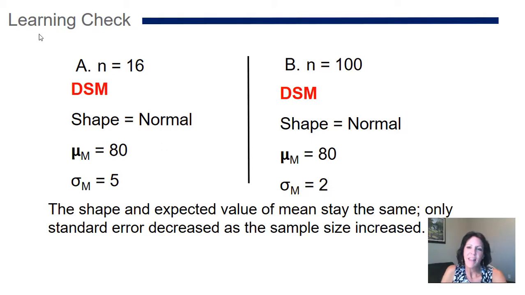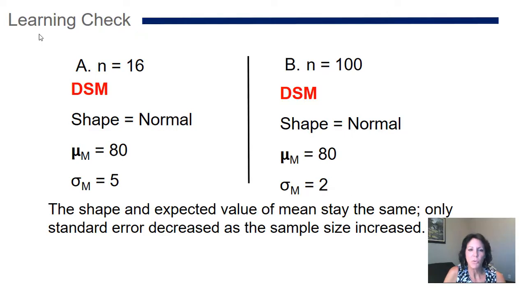And finally, the last thing you're asked to do is the standard error of the mean for this scenario. So the standard deviation again was 20, and that's 20 divided by the square root of n. The square root of 100 is 10. 20 divided by 10 is 2. So our standard error is 2.